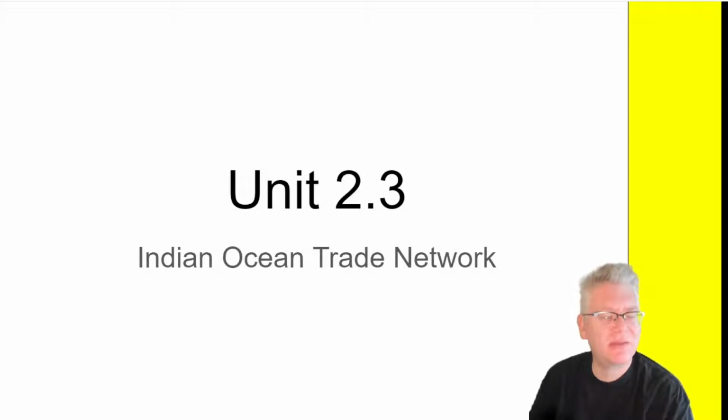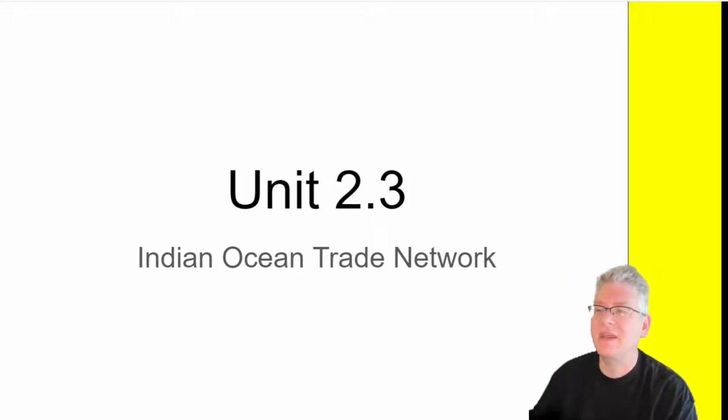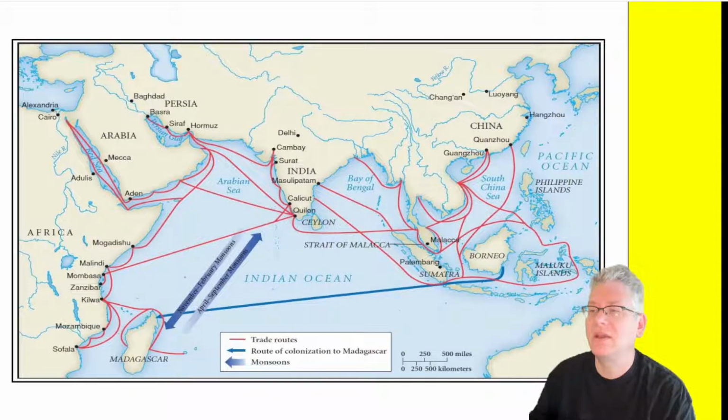This one's not going to be that long, just because the main details we need to know for AP World are pretty simple, not too difficult for us to grasp and gather. So we're going to take our time here, but maybe not quite as long as some of the other ones. In Unit 2, we have 3 different trade networks, right? We have the Silk Road, which we covered in a previous video. Today we're looking at the Indian Ocean Trade Network, and we'll wrap it up with the Trans-Saharan Trade Network. Lots of similarities between these, but also a lot of differences. So let's check out the Indian Ocean Trade Network.